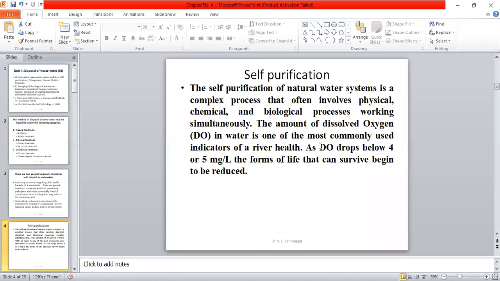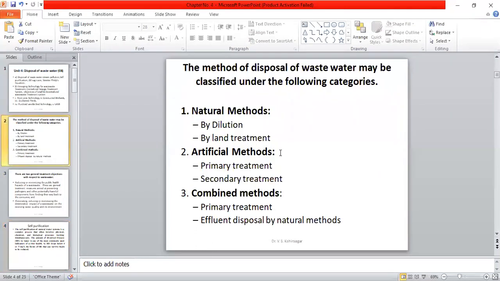So when you are diluting, I will go back once again. The methods of disposal of wastewater may be classified under the following categories, and the first category is the natural method. In that there are two methods, by dilution and by land treatment. By dilution method means what? You can dispose the quantity of sewage into a nearby water body. It may be a stagnant water body or a running water body. A running water body, for example, a river or stream, and a stagnant water body, a pond or lake. In that you can dispose it. So that is by dilution.